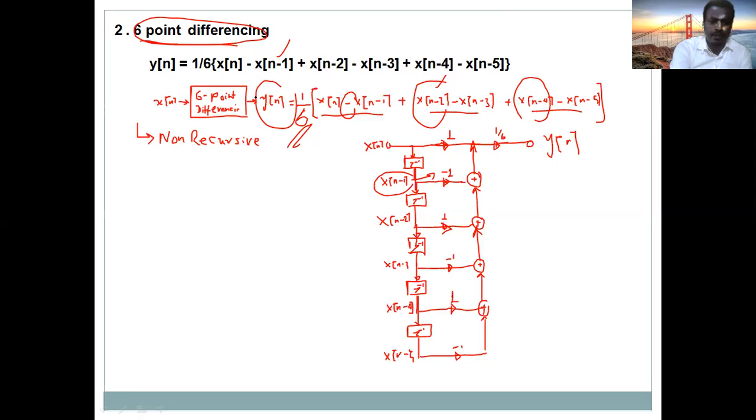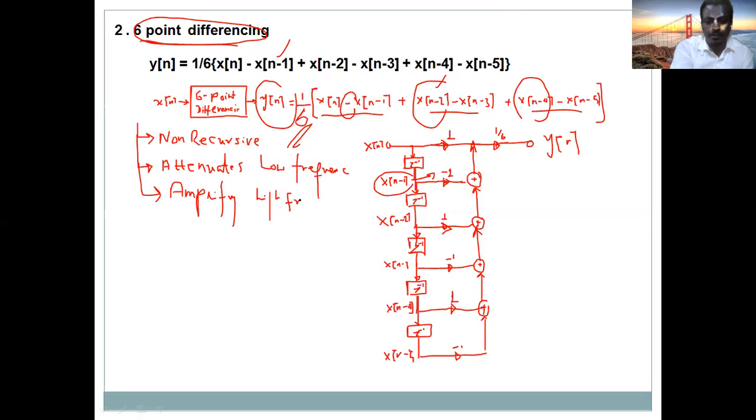So this system, as opposed to the last one, attenuates low frequencies. It attenuates low frequencies, and it amplifies high frequencies. It amplifies high frequency signal components.